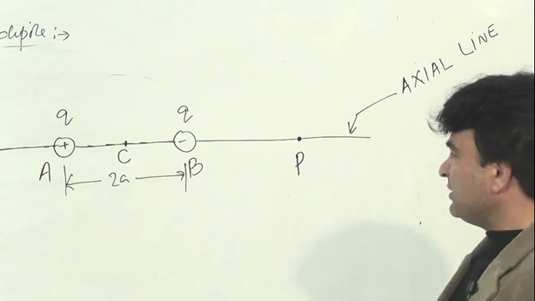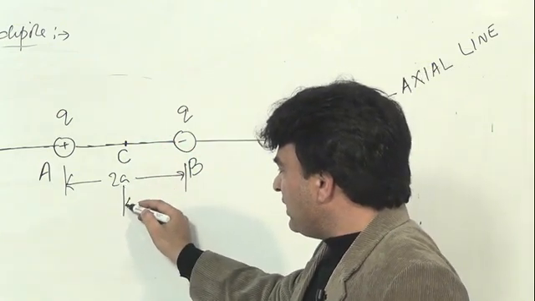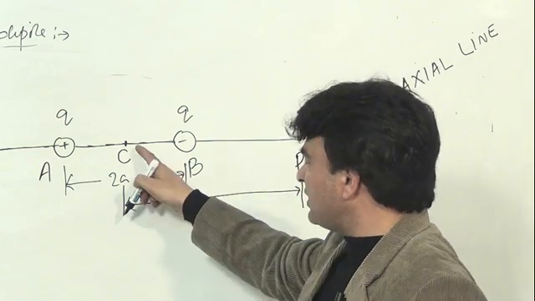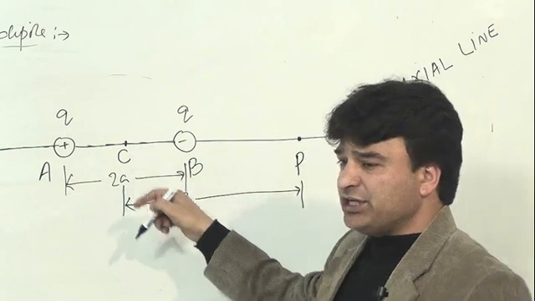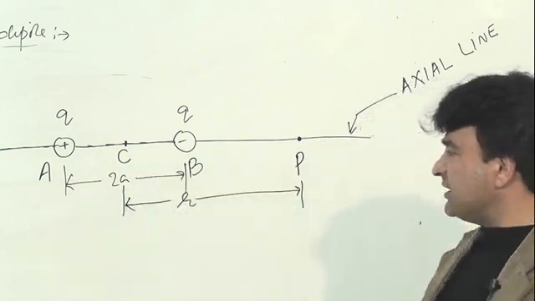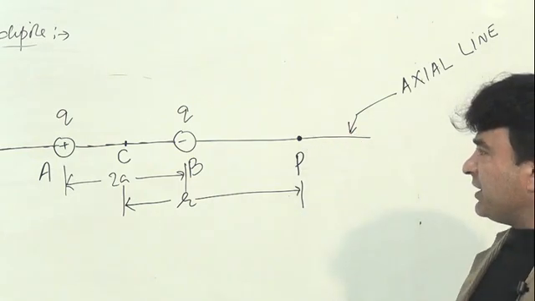In order to do that, first let us suppose that the point P is at a distance r from the center of the electric dipole, that is from C. Let P be at a distance r from the center of the electric dipole where we are interested to find electric field intensity.